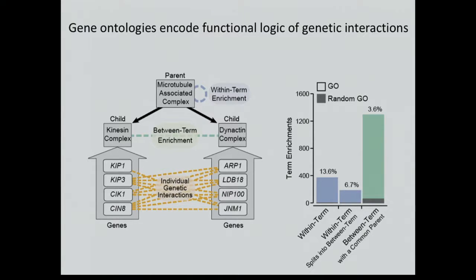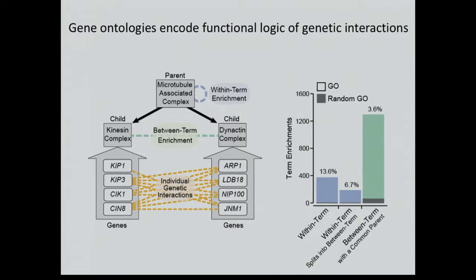So just to give you an example of what we saw that motivated this idea, if one looks at genetic interactions, there are lots of genetic interactions between the set of genes shown on the left and the set of genes shown on the right. That is to say, delete pairs of genes across those two sets, and the cell doesn't grow very well. Now, in terms of the ontology, it offers a ready explanation for that. All of these genes are encoding kinesin. All of these genes are encoding dynactin.